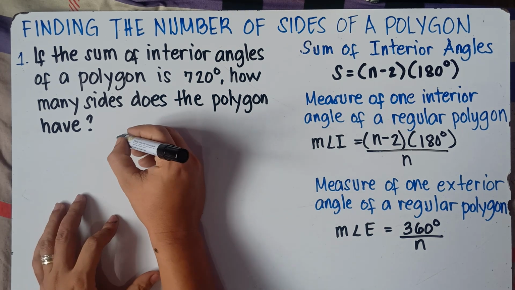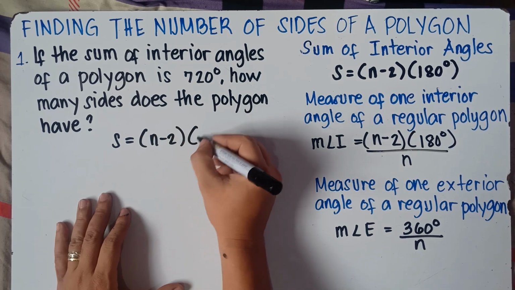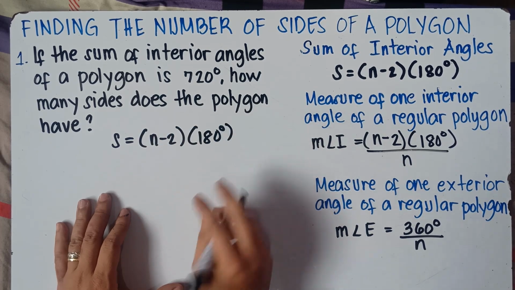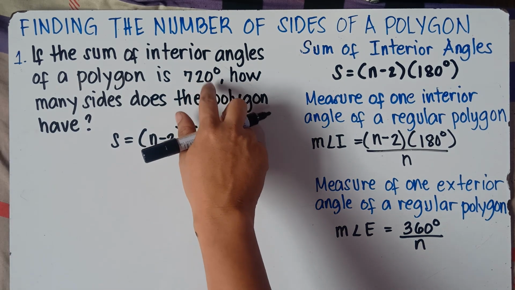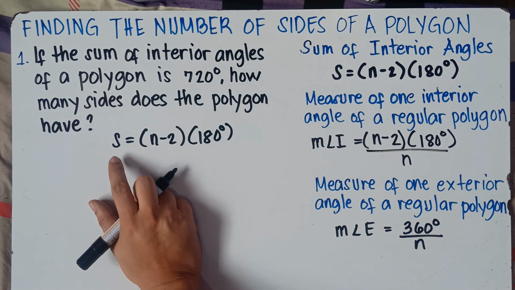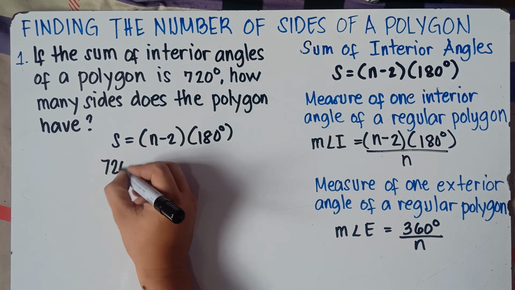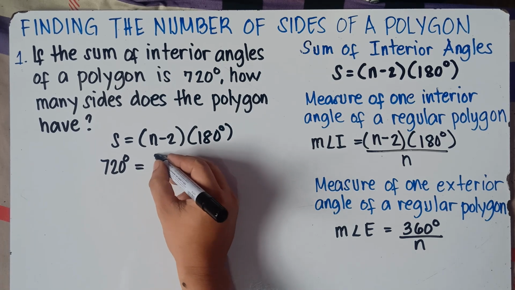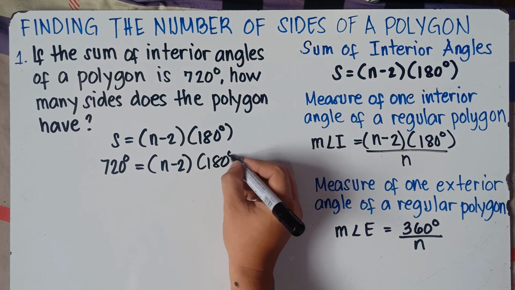We have sum equals quantity n minus 2 times 180 degrees. We are given the sum, class, that's 720. You substitute this value for S. Once again, S represents the sum. So we have 720 degrees equals quantity n minus 2 times 180 degrees.